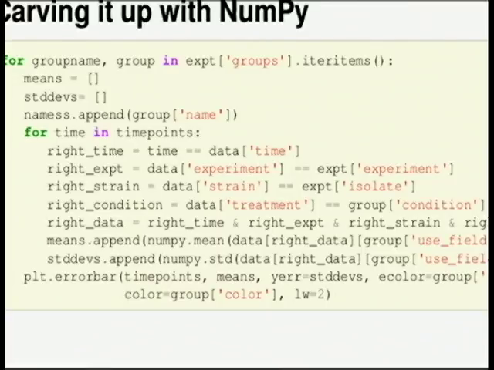And what this is basically doing is, with a lot of NumPy magic, going through the various rows of the spreadsheet and finding those that are relevant to what I wanted to plot for that group. It comes out as a nice declarative statement of which rows I actually want. The right data are the ones that are the right time point, the right experiment, the right strain, and the right condition. And then that gives me all the data I need to give to the matplotlib function on the last two lines.